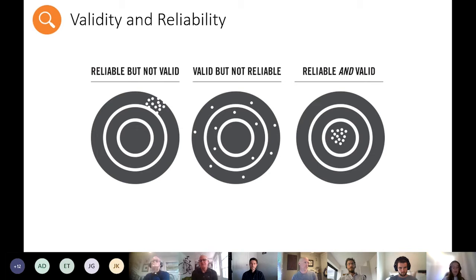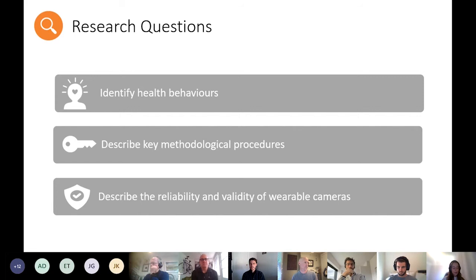Given the importance of improving the quality of the current screen use measures, it's important we consider both the reliability and the validity of wearable camera methods. And this is what I want to look at in my systematic review. The purpose of my first study was to provide an overview of the current evidence on the use of wearable cameras to measure health behaviours in youth. In this review, I wanted to identify which health behaviours have been measured by wearable cameras, describe key procedures, and look at the reliability and validity of these measures.